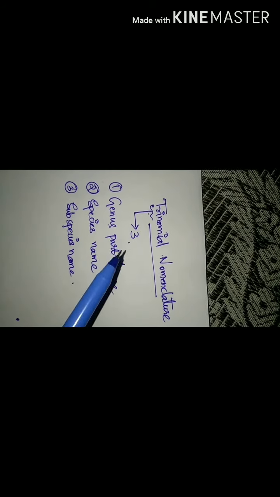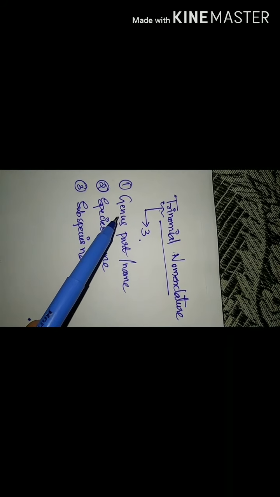So as we all learned binomial nomenclature, the other type relying on scientific naming is called trinomial nomenclature. We learned before that binomial nomenclature has two parts, the genus part and the species part. Here in trinomial nomenclature it has three parts. Tri means three. It has three parts.